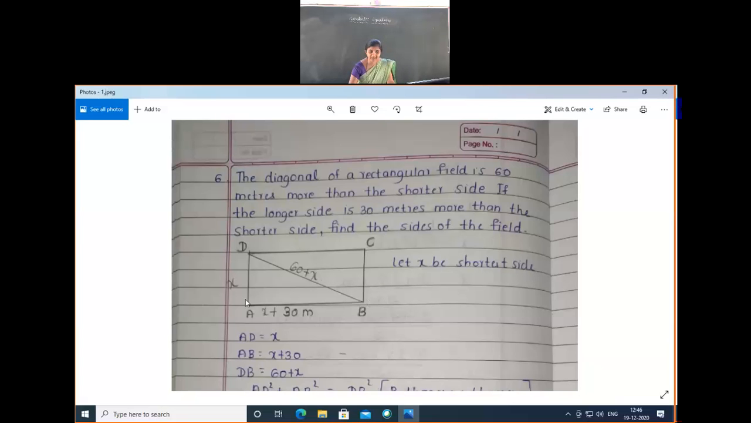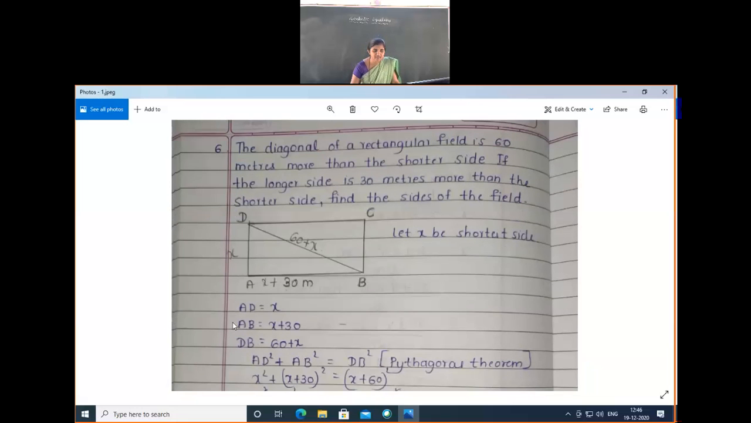In a rectangle, you all know the angle is 90 degrees, right? So here we will get a right angle triangle. Which concept can we use here? The Pythagoras theorem. Yes, Kavya, here you can take the help of the Pythagoras theorem. Now AD is equal to x, AB is x plus 30 and DB is x plus 60, according to the statement we have written.